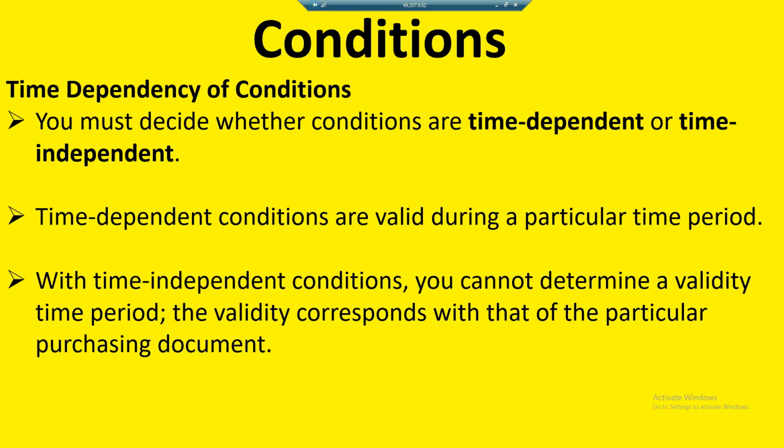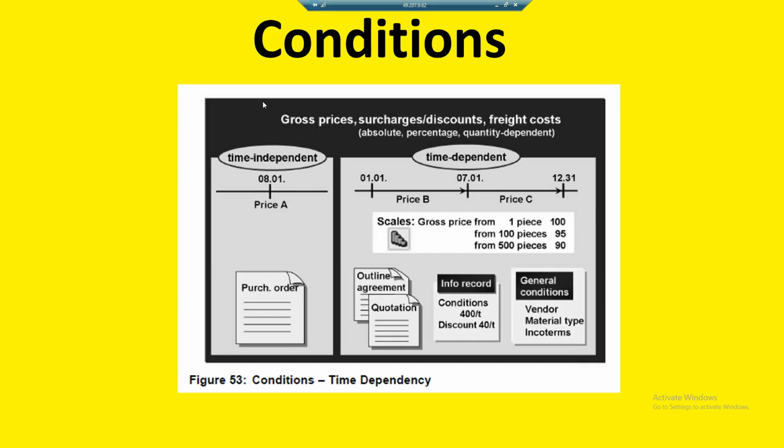Conditions are of two types: time dependent conditions and time independent conditions. Time dependent conditions have a validity. Time independent conditions do not have validity, and the validity of a time independent condition is that of the particular purchasing document. Now, purchase order conditions are time independent, and quotation, outline agreement, info record, and general conditions are time dependent.